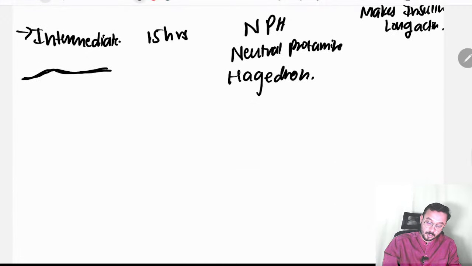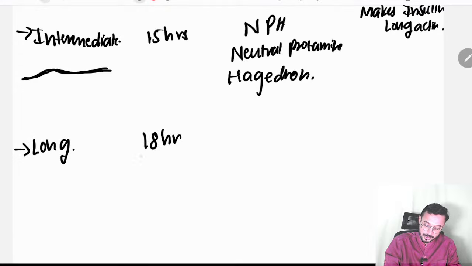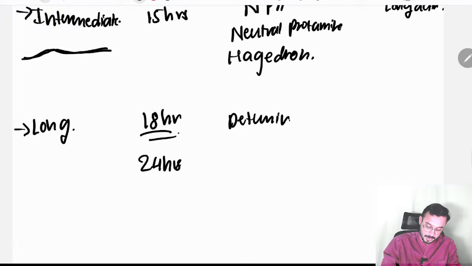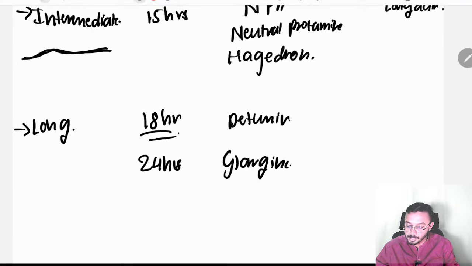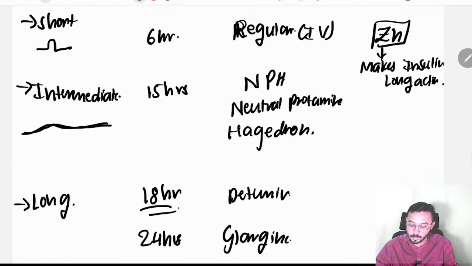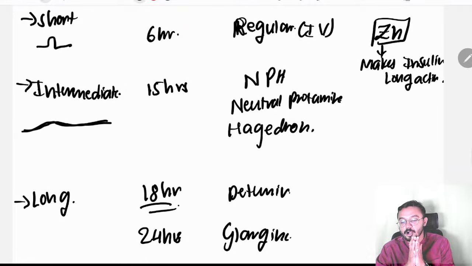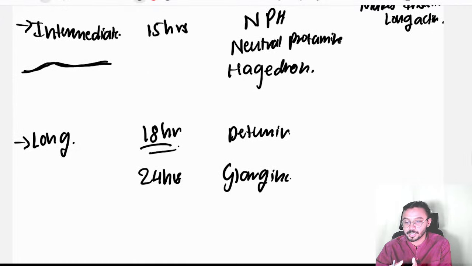Next we move to the long acting insulin. The duration is 18 hours, and the best example is Detemir. If the duration is 24 hours, the best example is Glargine. Here I taught you that in regular insulin zinc is added. Here, what is added? Remember, whatever molecule you are adding, whether it is zinc or fat, all of them are added to increase the duration. The duration of Detemir and Glargine is 18 to 24 hours, and it is extremely long acting insulin.